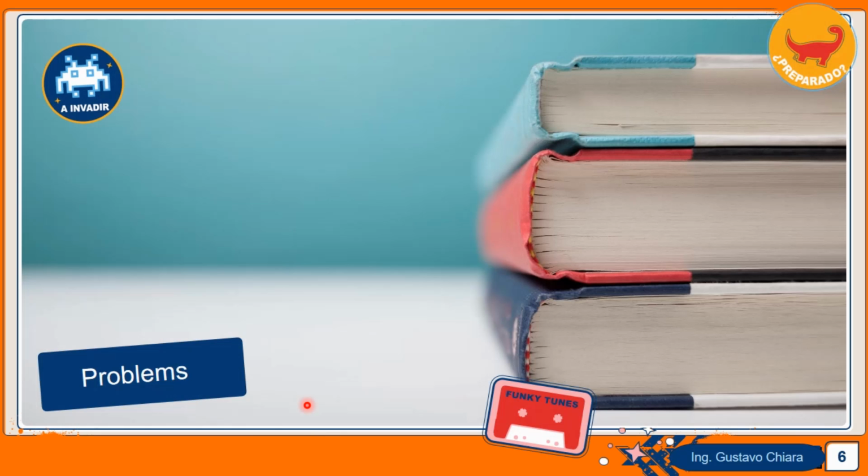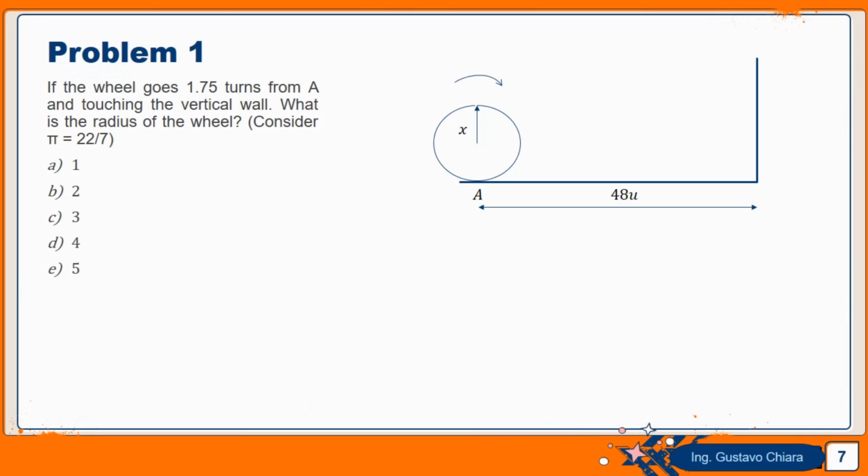Okay, this topic is very easy, and now we are going to solve 4 problems. Problem number 1. If the wheel goes 1.75 turns from A until touching the vertical wall, what is the radius of the wheel? Consider the value of pi as 22 divided by 7.